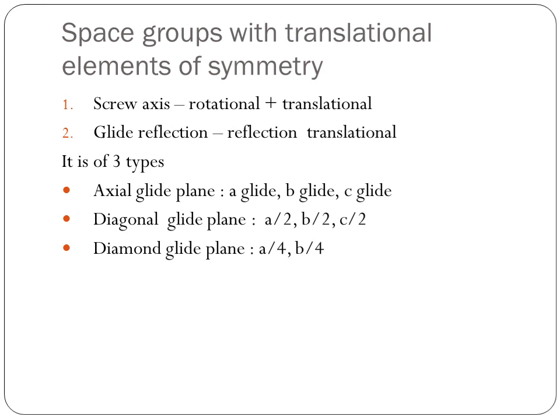The second one is the diagonal glide plane, and if the reflection is through a diagonal plane or diagonal line, we are calling it the diagonal glide plane. And the last one is the diamond glide plane. This is the intermediate between the axial glide plane and the diagonal glide plane, and we are denoting it by a/4 and b.